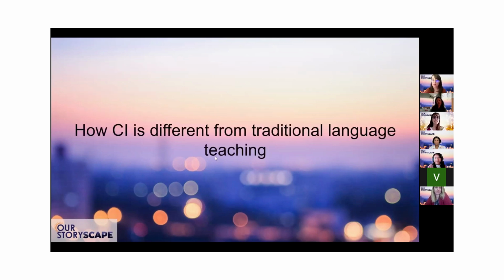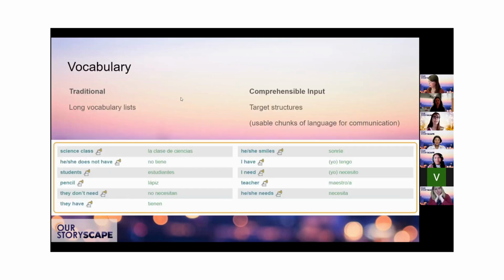And it is different from traditional language teaching in several ways. We're going to focus on two of those today, and just how that's different from how you've learned different languages, how we all learned different languages. How is this different than the traditional way of doing it? So the first way that is different is in vocabulary. With traditional teaching, it's usually really long vocabulary lists, lots and lots of words that students have to memorize. So it's memorized lists of vocabulary words.